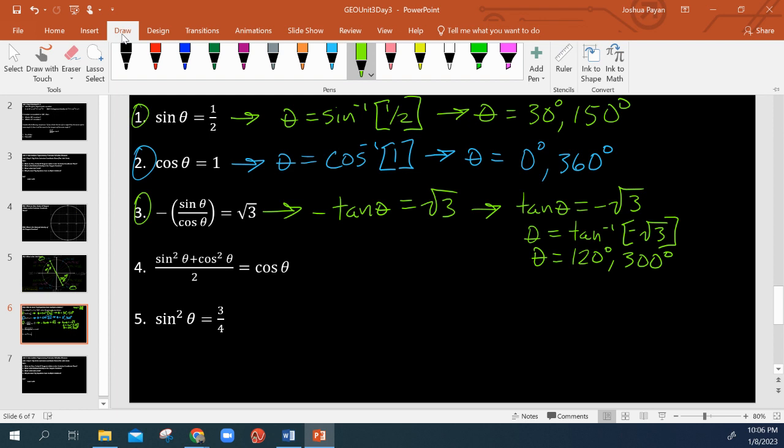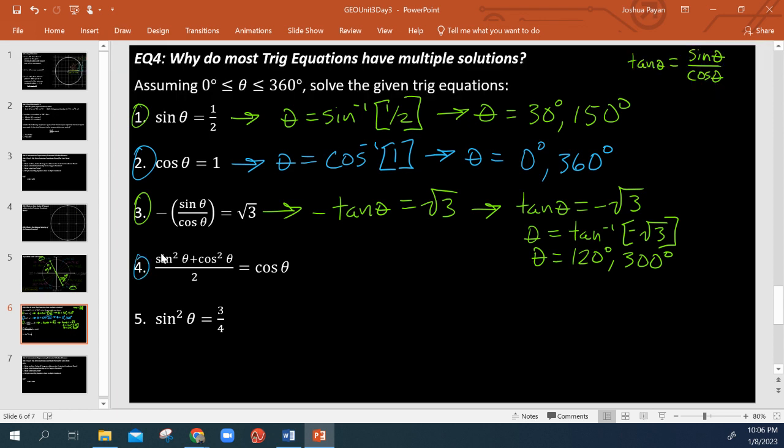Okay, moving on to our next example. Here we see another one of our trig identities, namely the Pythagorean identity. The Pythagorean identity says that the sine of an angle squared plus the cosine of the same angle squared is always going to be equal to 1.